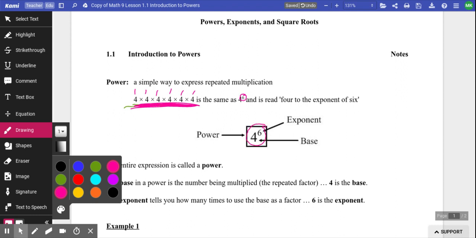We call this entire thing a power. A power has 2 parts to it. It has a base, the bigger number, and it has an exponent, the little number. This shows you exactly that. The base is 4, the exponent is 6. Hopefully, again, that's some review. And if it's not a review, hopefully it's easy enough that you're just like, oh yeah, I know what that is.